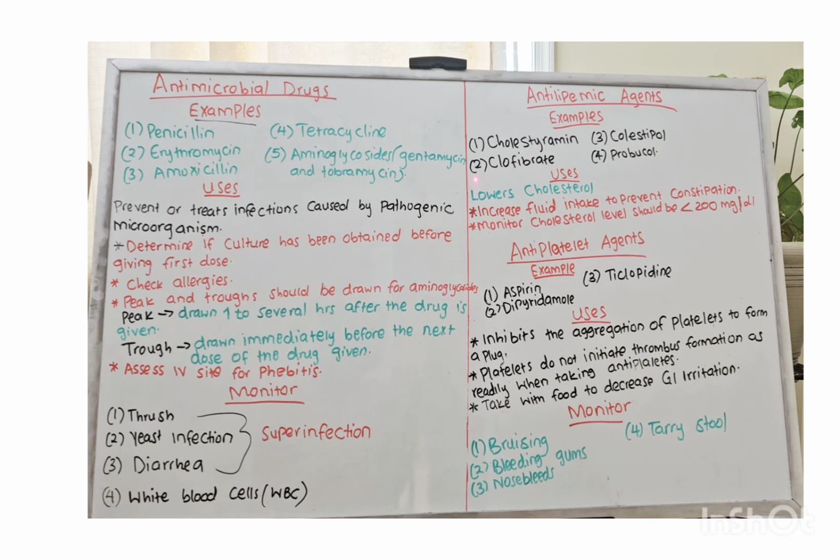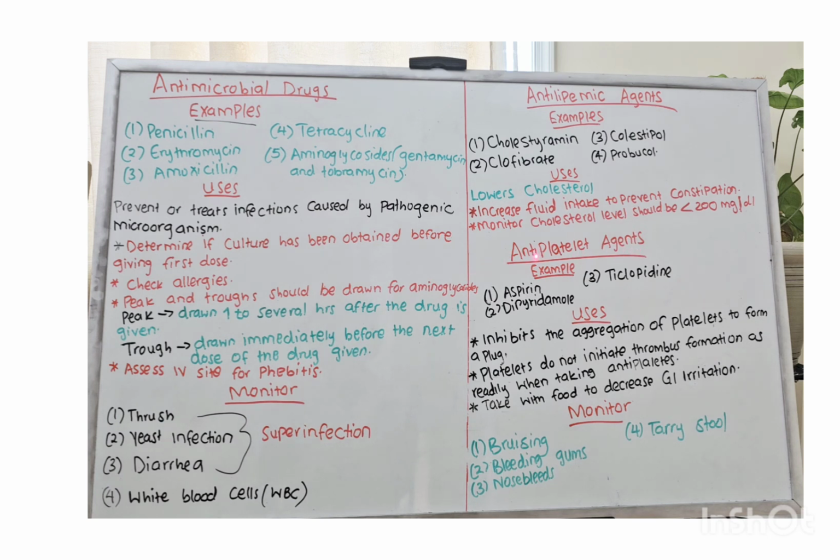Now let's talk about anti-lipemic agents. Examples: cholestyramine, clofibrate, probucol. Uses: it's used to lower cholesterol. Make sure you increase fluid intake to prevent constipation. Also monitor the cholesterol level, which should be less than 200.